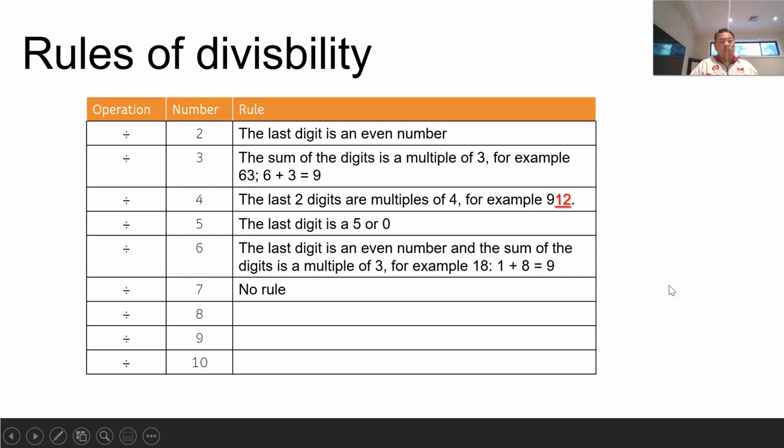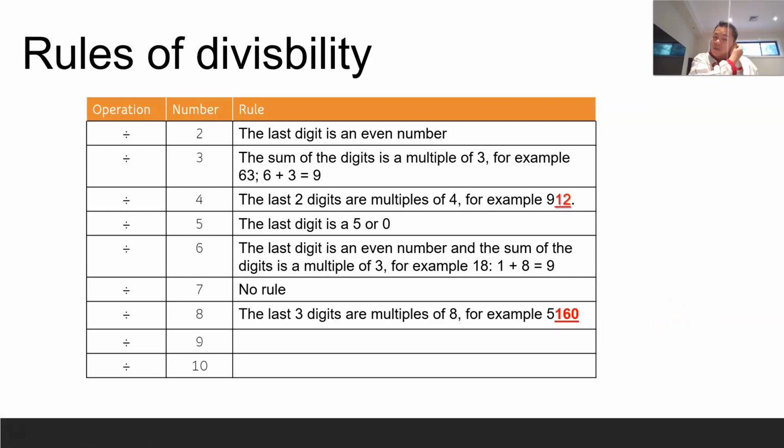Unfortunately, there's no rule to find out the divisibility of 7. So you just have to use the whole number and divide by 7 to see whether there's any remainder. If there's no remainder, it means the number is divisible by 7. Numbers like 546 and 9870 are divisible by 7.